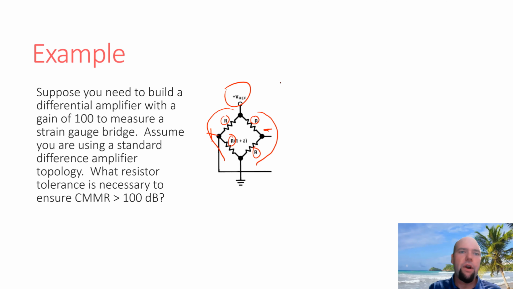So we have a problem here. We need to build a differential amplifier with a gain of 100. That's fairly common. A lot of times these bridge amplifiers will be gain of 1,000 or 10,000. It's not uncommon. So we need a gain of 100. We assume we're using a standard difference amplifier topology. What resistor tolerance is necessary to ensure a common mode rejection ratio of greater than 100 dB?